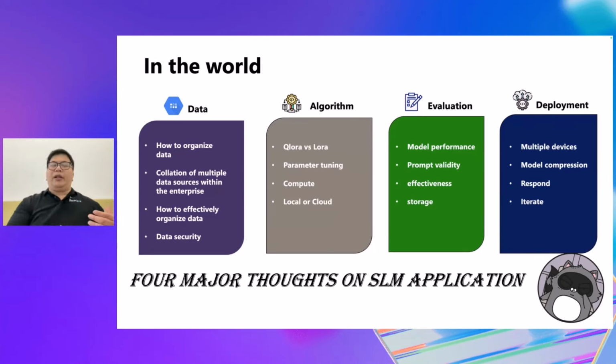Maybe the data. In the company, we have many data sources. How to organize the data to let the SLM or LLM know your business is very important, because we know that an LLM or SLM doesn't know your business if you don't give it the data, through fine-tuning or RAG applications. Another thing is how to coordinate the multiple data sources within the enterprise. This is important because we have many data sources. How to find the business data is important. Another thing is how to efficiently organize data, and data security is important.